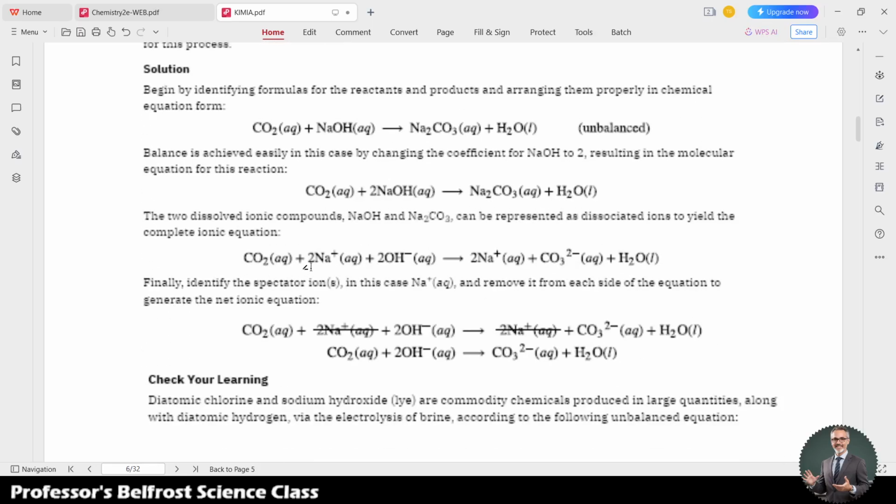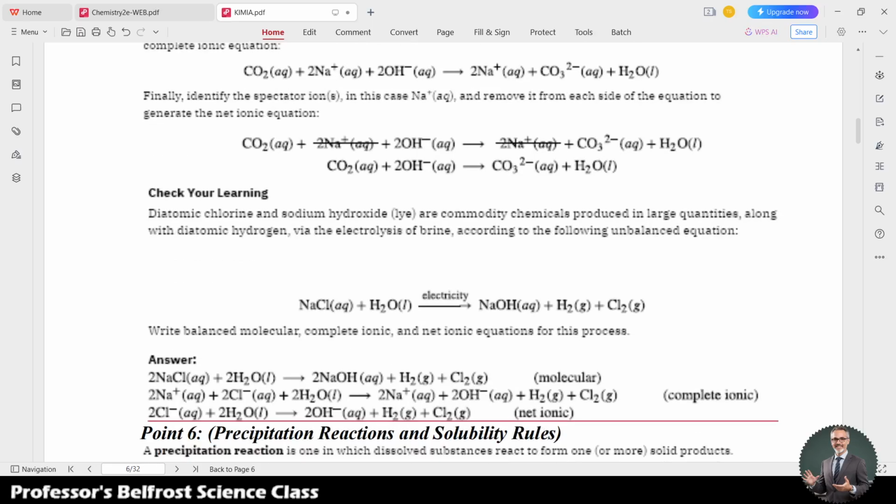After this, we eliminate the 2Na⁺ and 2Na⁺, and this is the only thing that we can eliminate. And we get the net ionic equation, which is CO2 aqueous + 2OH⁻ aqueous yields CO3²⁻ aqueous + H2O liquid.